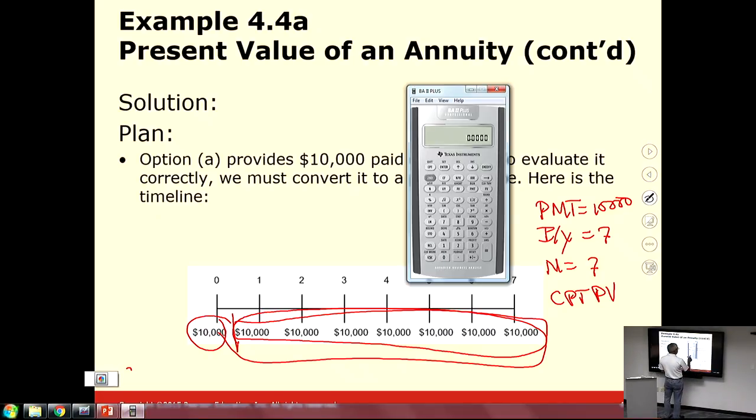So clear everything. 10,000 for the payment; I don't have to change sign, I can just put it as 10,000. 7 is my I/Y, 7 is N, compute present value. That's 53,892. Again, ignore the negative sign. And to that, I will add the 10,000, which will be 63,892.